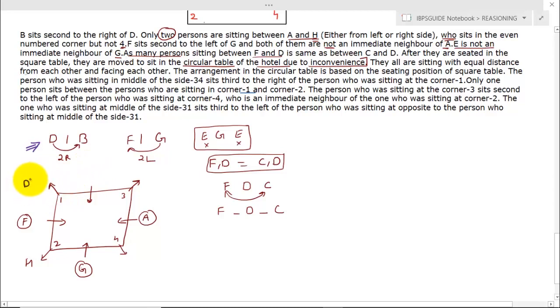So place D and cross mark that D cannot be at this position. I have checked. Each and every place I have to check, and if none of the places satisfies for D, we need to replace G from here to here. Then I will put G at this position.